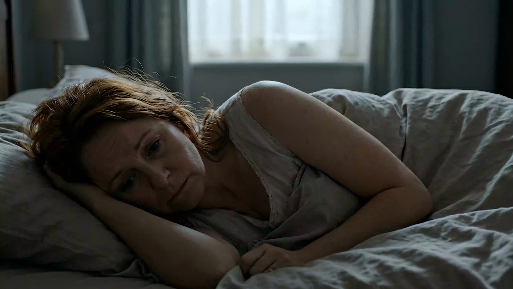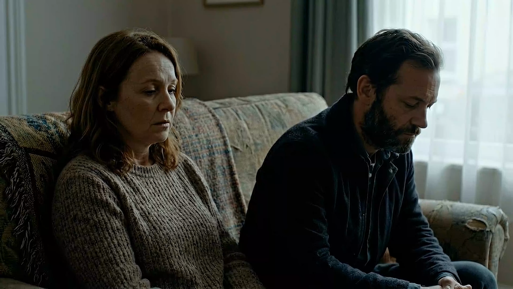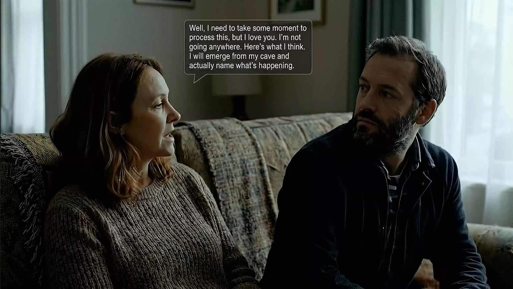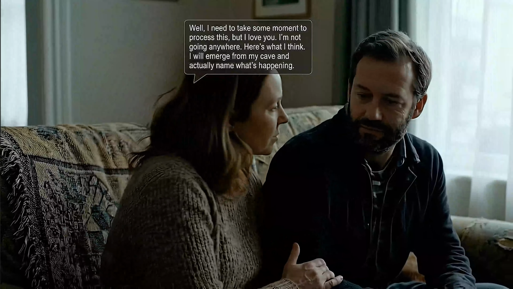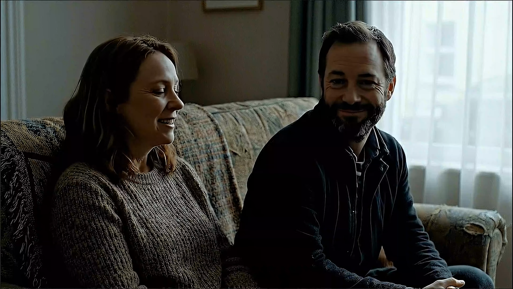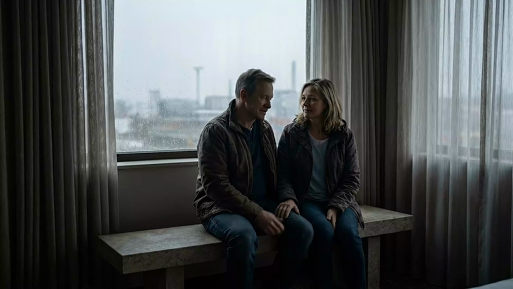For the avoidant person, maybe they have some sort of request where, if the avoidant person goes into a cave, maybe before they do that, they say something to their partner like, "Well, I need to take some moment to process this, but I love you. I'm not going anywhere. Here's when I think I will emerge from my cave," and actually name what's happening, assure their partner they're still there, so their partner doesn't feel like they are just being abandoned. So that's how we can work with some of those things.